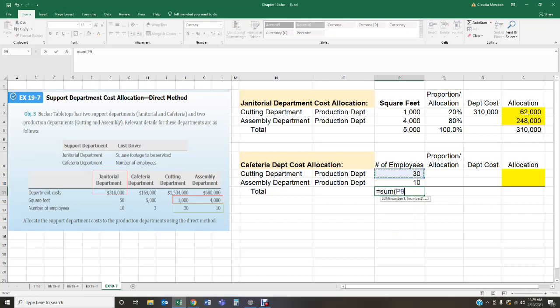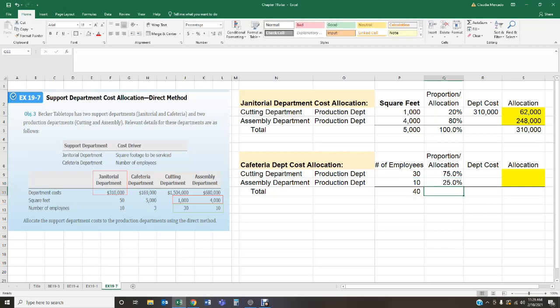You always need to get the total to be able to calculate your allocation. So to get your proportion, you're going to get your 30 divided by your 40. 30 is the number of employees for the cutting department. 40 will always be your denominator. That's going to be the total number of employees in those two departments. So that's 75%. For the assembly department, it will be 10 employees divided by 40 employees. That will give me 25%. I add these two together, and that gives me 100%.